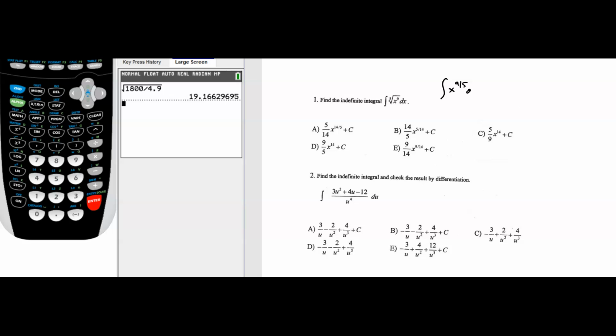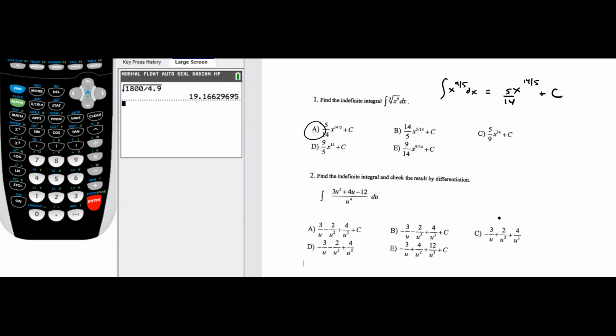So if we're doing the antiderivative of x to the 9/5, we know we add 1 to that exponent, and then we divide by that exponent. And so this becomes x raised to the, if we add 1 to 9/5, 9/5 plus 5/5 would be 14/5. And then we'd be dividing by 14/5. But a lot of times I don't say divided by 14/5. I say multiply by 5/14. So our solution here should be 5/14 x to the 14/5, and then don't forget the plus c. And so that would be solution A.